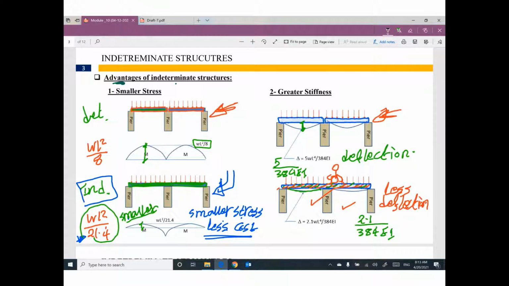So let me ask you a question. If I have a structure that will be under the severe effect of temperature and settlement, do you like to make it determinate or indeterminate? If we have a structure, I would like to make it cheap, not expensive. What do you think? What type of structure do we recommend?